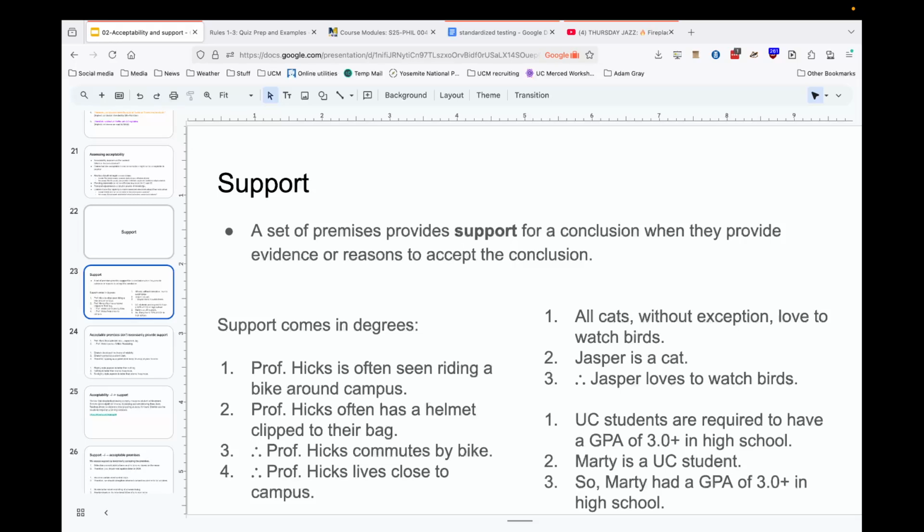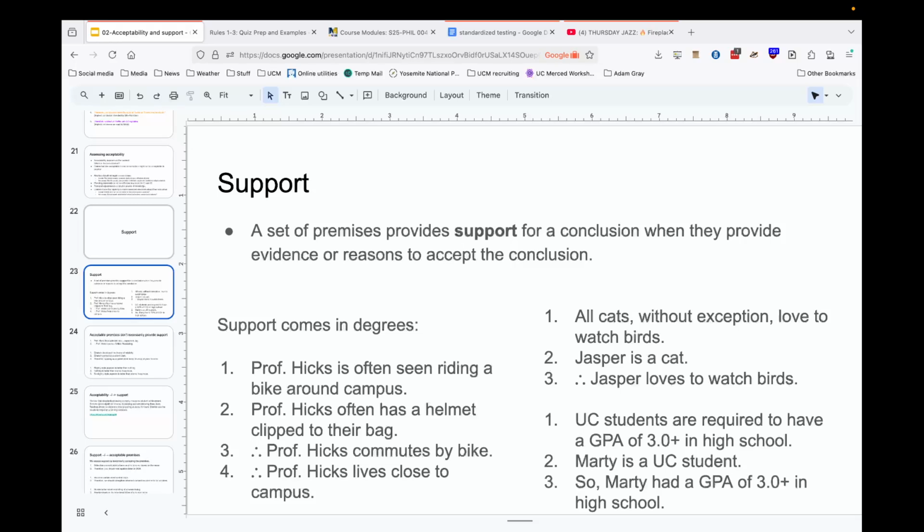These premises don't provide an absolute guarantee for the conclusion. Maybe I ride my bike to take an exercise break in the middle of the day. And I come to campus by car or whatever, and my bike is here, and I get on my bike and I go for a bike ride in the middle of the day, and that's why people see me, that's why I carry my helmet around, but I don't commute by bike. Okay? So these premises don't provide an absolute guarantee of the conclusion that I commute by bike.